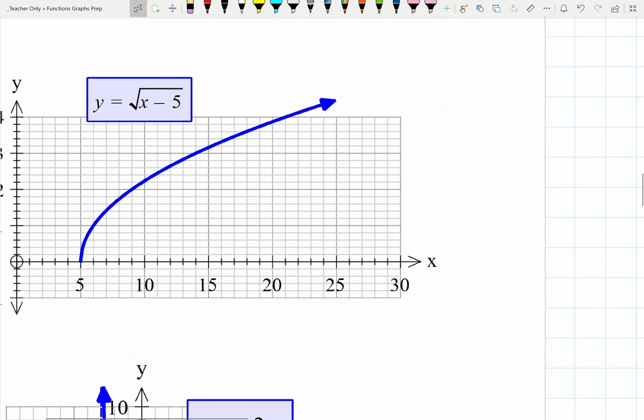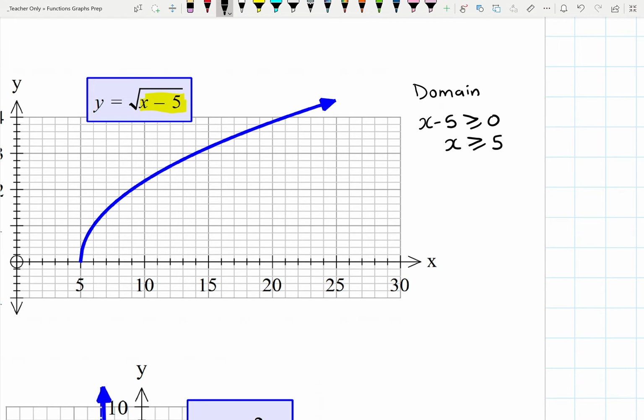And when we're talking about domain, you've got to have a think about which values of x make sense in this context. We know that we can't take the square root of a negative number, so therefore this x minus 5, which is under our square root sign, that has to be greater than or equal to 0. So x minus 5 has to be greater than or equal to 0, which means x has to be greater than or equal to 5.